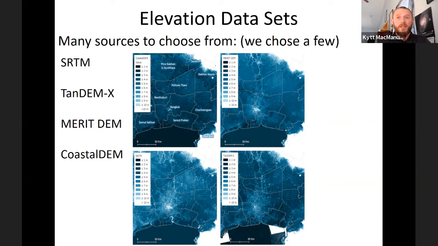And then there's TandemX, which is a radar-based data set that is completely unique from SRTM. It doesn't use SRTM as its basis at all. So as you saw in the previous slide, Hawker showed that TandemX and Merit DEM have high accuracy in different land cover types.